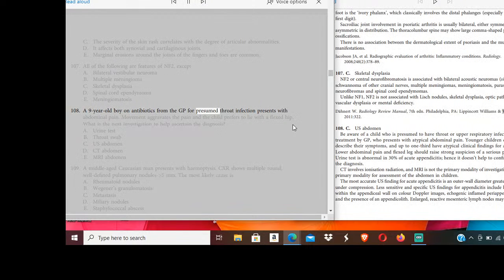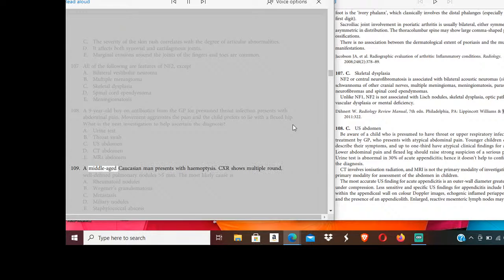Antibiotics from the GP for presumed throat infection, presents with abdominal pain. Movement aggravates the pain, and the child prefers to lie with a flexed hip. What is the next investigation to help ascertain the diagnosis? A. Urine test. B. Throat swab. C. US abdomen. D. CT abdomen. E. MRI abdomen.